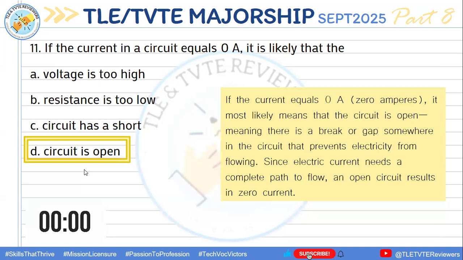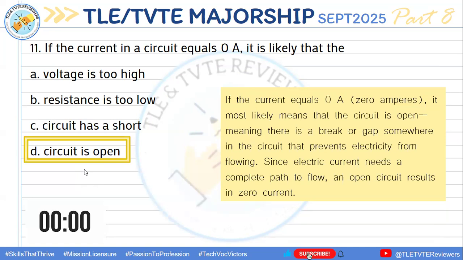For letter A, voltage is too high. This is incorrect because high voltage would typically increase current. That's according to Ohm's law, which is current equals voltage divided by resistance, unless the circuit is open. So high voltage alone doesn't cause zero current.